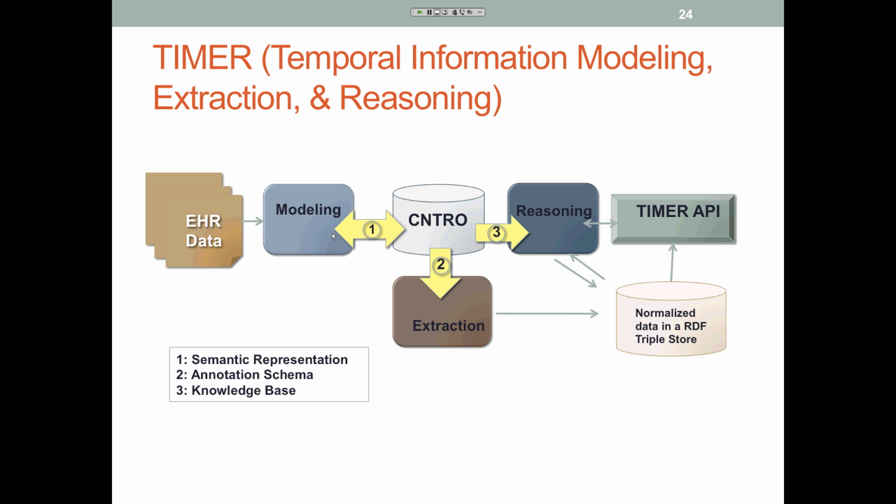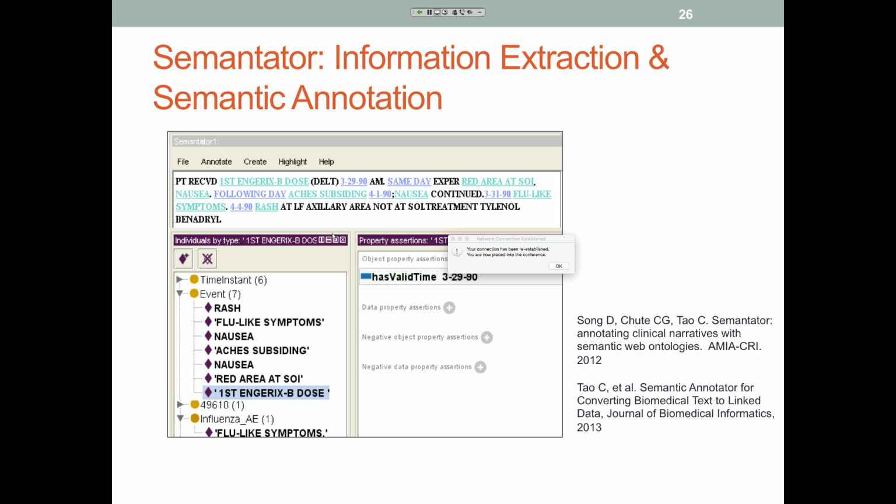So after we have the ontology, the next step is to do the annotation or information extraction so that we can handle unstructured data. So we have developed this tool called Semantic. Basically, it provides a visualization GUI so that we can see the document to be annotated on the top, the ontology, and the annotation result. Here, instances belonging to different classes are displayed in different colors.